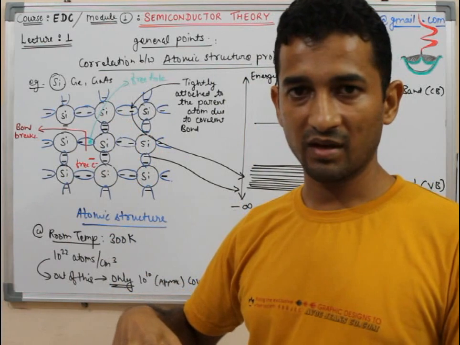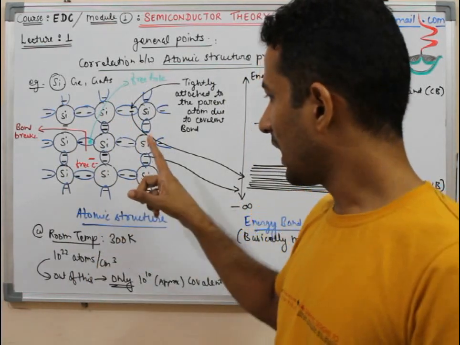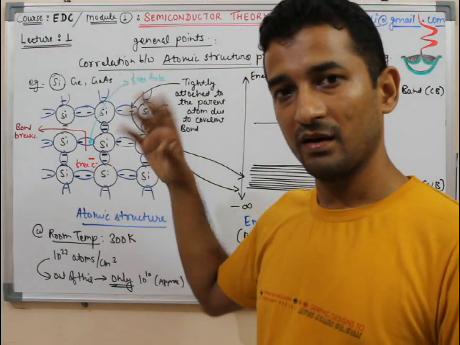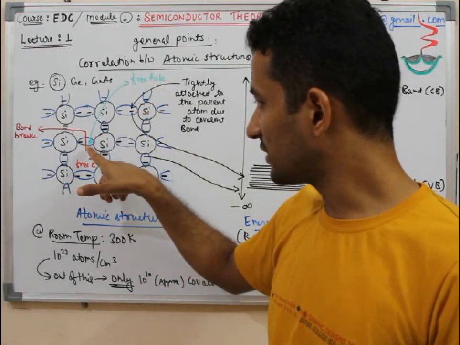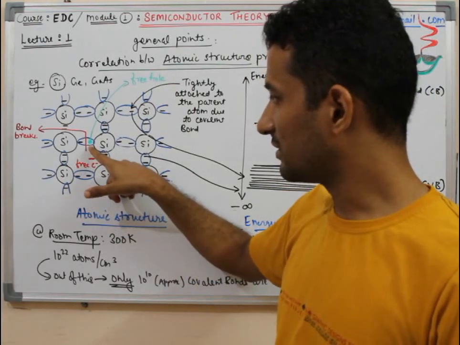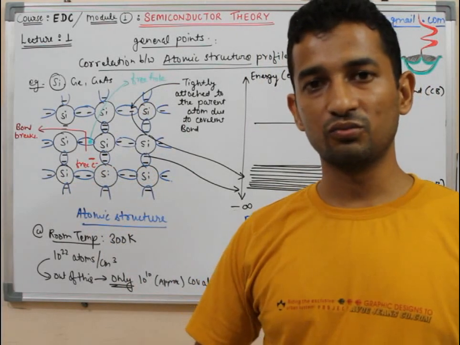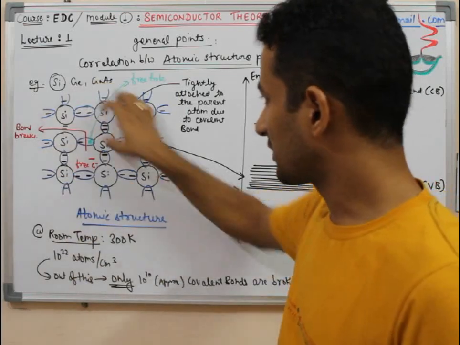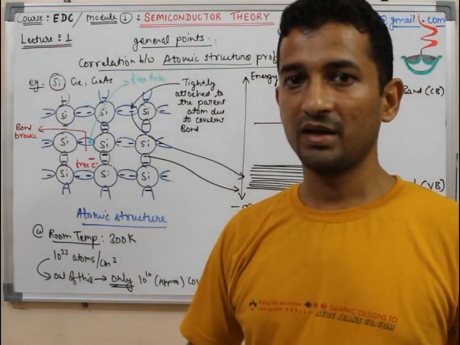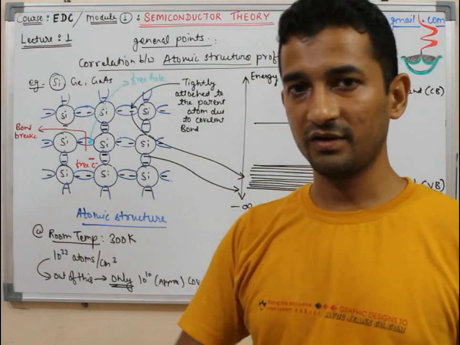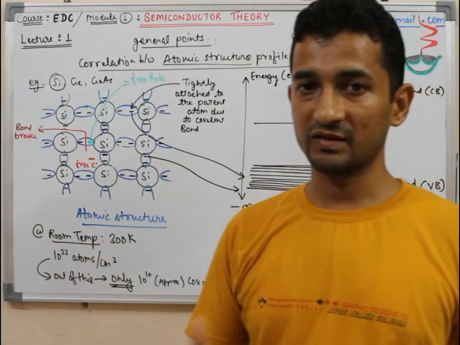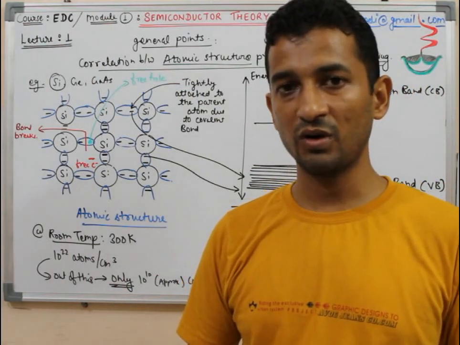So if one covalent bond breaks, only one electron gets detached from its parent atom, and when it leaves the covalent bond, it leaves one vacancy behind, so that vacancy is called a hole. Now this electron and this hole are free to move within the semiconductor material, within this 3D space, but they cannot come out of the material. So they can transport charge or energy.